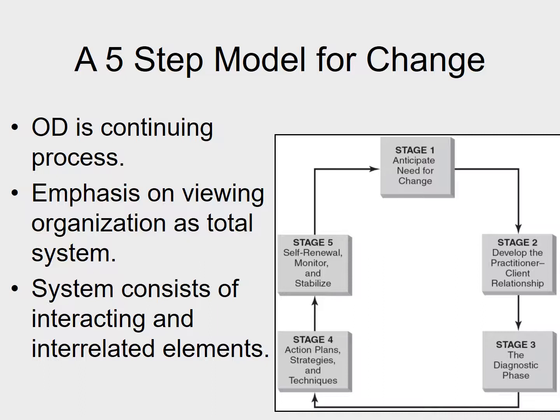So the 5 stages, just briefly: stage 1 is anticipating the need for change. This is that initial cultural or organizational awareness that a change is needed, or that the organization wants to change in ways that will make productivity and success within the organization more likely. Our second stage is developing the practitioner-client relationship. This is focused on when an external consultant is being brought in at the start of organizational development, but it can also represent the importance of the practitioner within the organization itself, an internal practitioner, making sure the lines of communication are flowing between the actual decision makers and the people that are going to be the boots on the ground for this intervention.